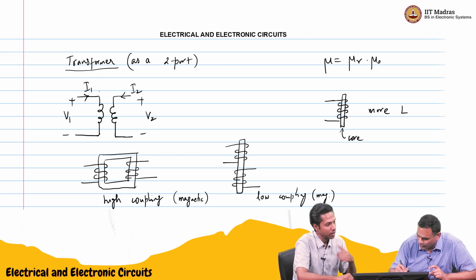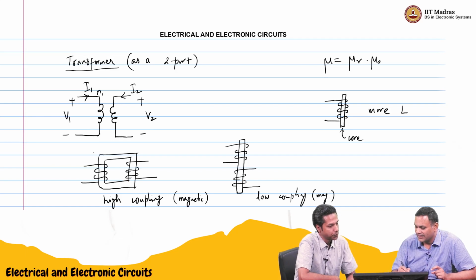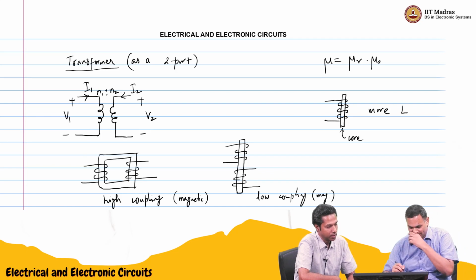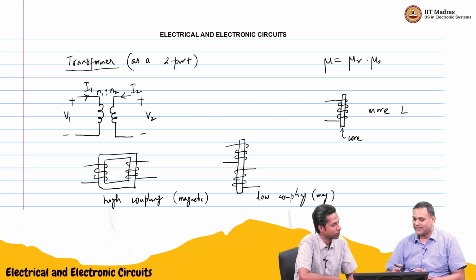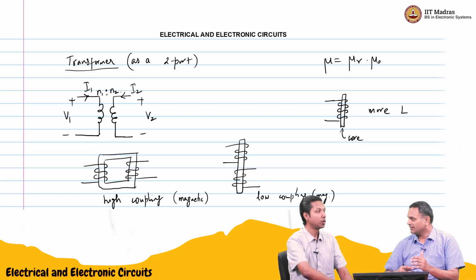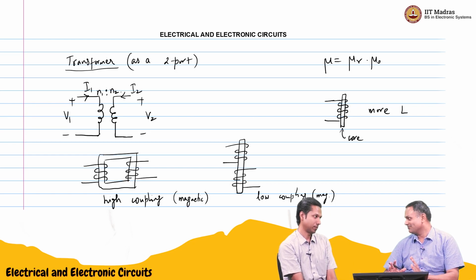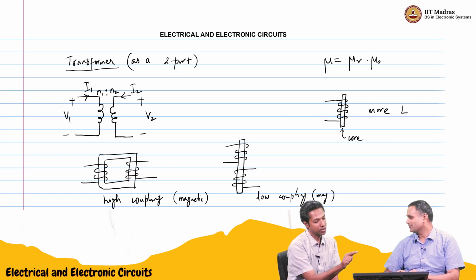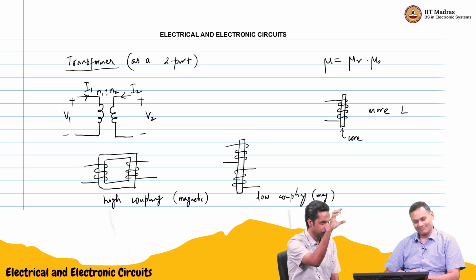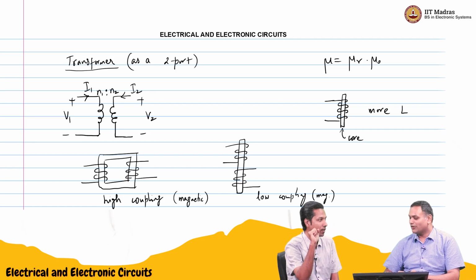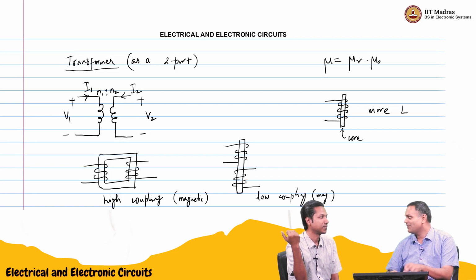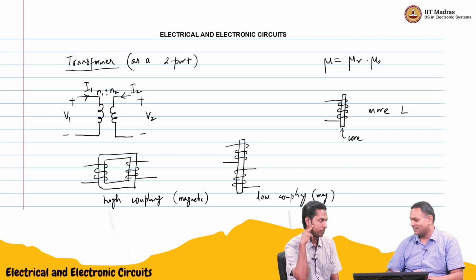If this is N1 number of turns and the secondary has N2 number of turns, the understanding is that the volt per turn is constant. That is correct, because when you excite the primary, whatever voltage is applied is across the primary. Because the same flux is linked to the secondary, per turn the voltage will be the same.